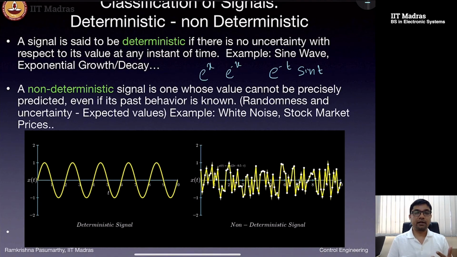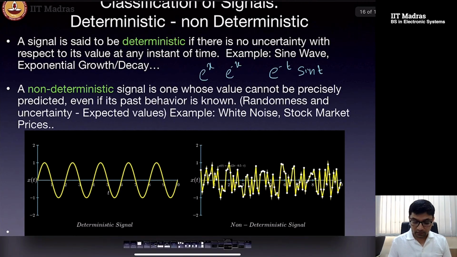Say if I look at a cricket match, I can only predict what the score will be at the end of 20 overs, given maybe 5 overs or 7 overs of data. I can only predict how well a player will perform, or even the stock market. I can only predict how good or bad a certain stock will do, right? So there is some kind of randomness, so I cannot determine the value accurately. Examples would be any kind of white noise, stock market prices, and so on.